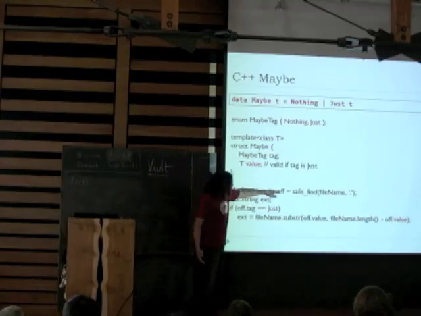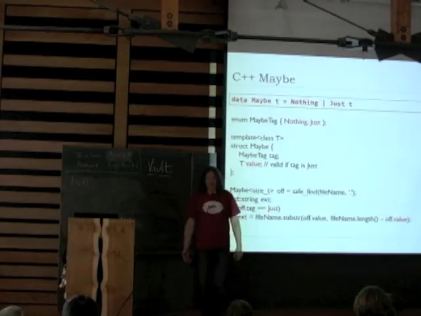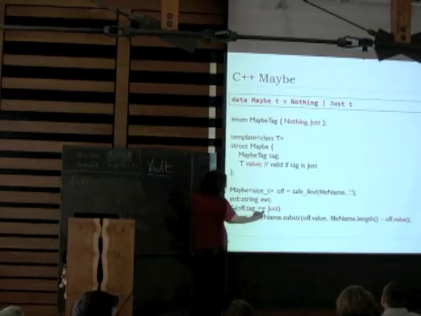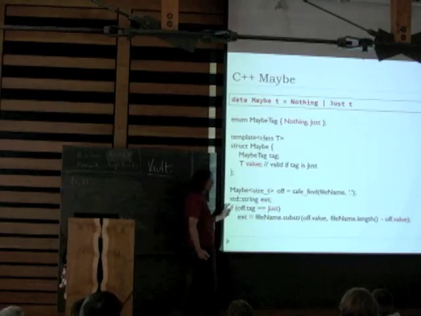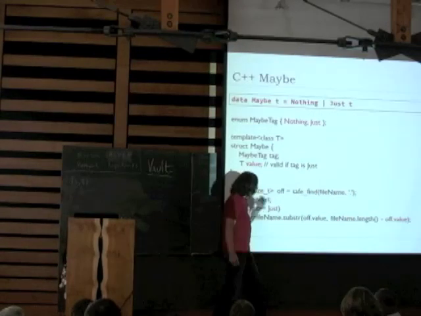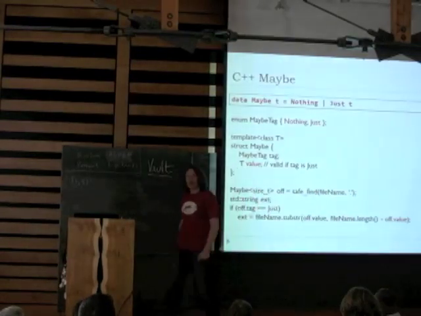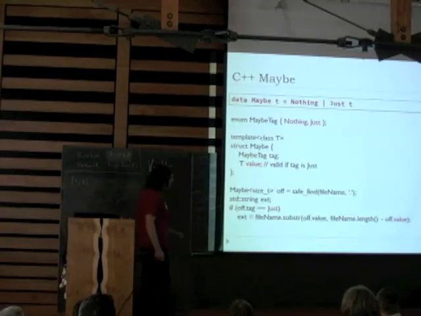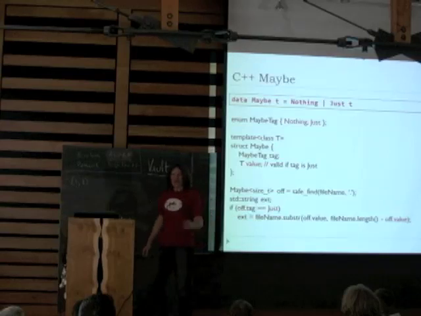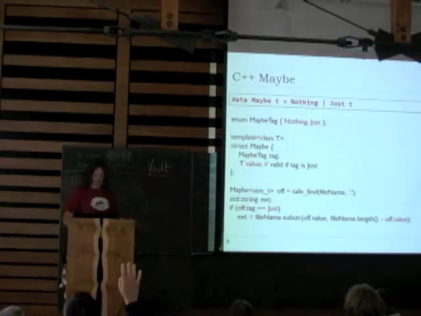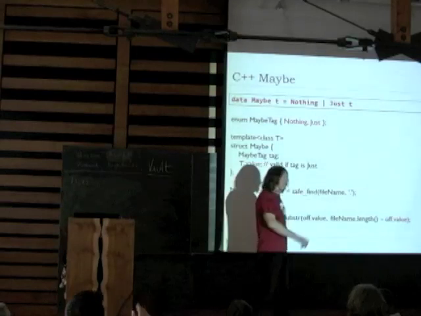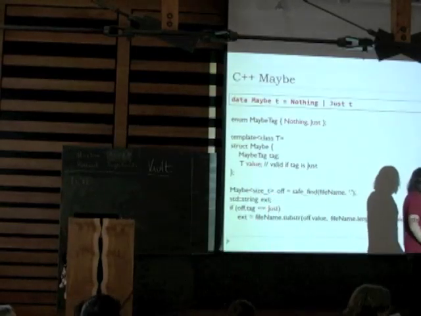Then I cannot pass this offset directly to substring, because substring does not understand maybe. So what I do is I check the tag for just. If it's just, then I can extract off.value. And here also off.value, right? And this is safer code. Of course, nobody makes me do this. In Haskell, you have to do this. In C++, it just reminds you that maybe you should do this because you have a maybe. Yes? If you use boost variant to implement this, you would have to deal with both cases.